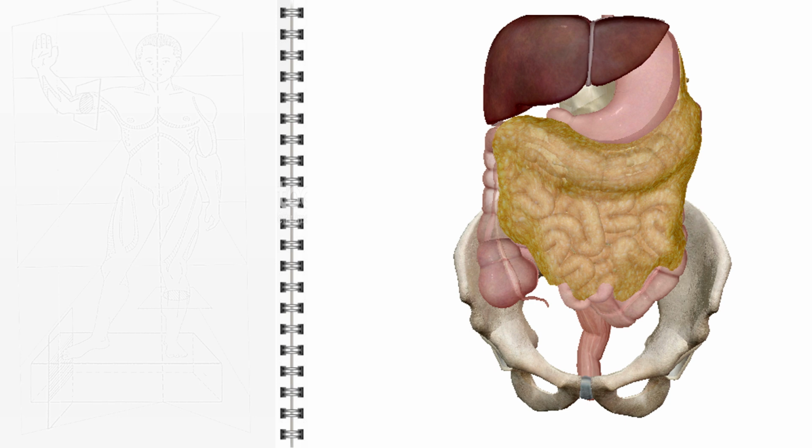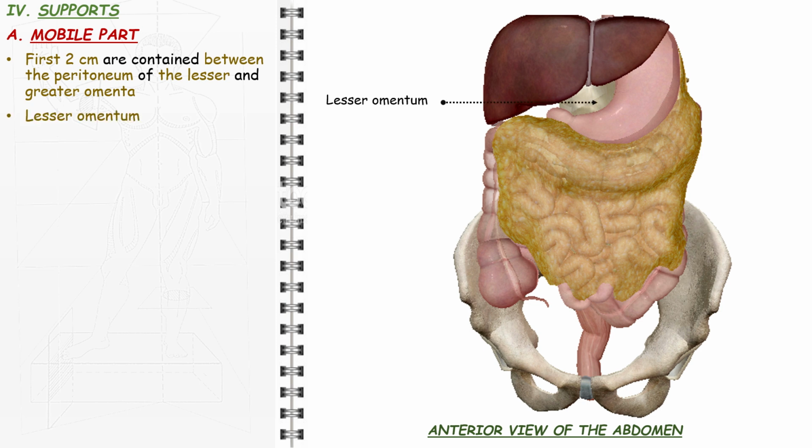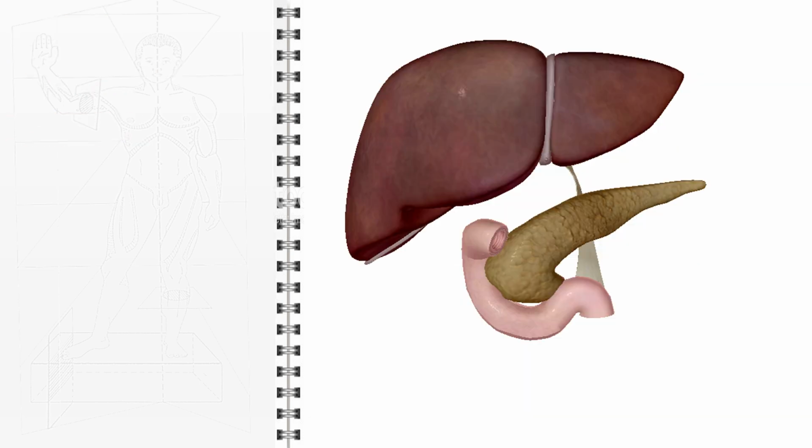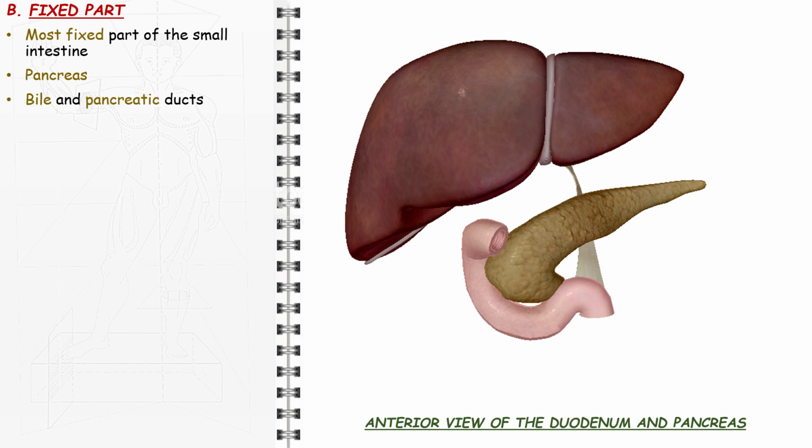The rule is that the duodenum is the most fixed portion of the small intestine, and the exception is that the first 2 cm of it are mobile. The duodenal cap is contained between the peritoneum of the lesser and greater omenta. The duodenum is almost totally fixed except the duodenal cap that remains as the only mobile part of it. It is also the most fixed part of all the small intestine. Its main supports are the pancreas, which it molds mainly at the head, and the bile and pancreatic ducts that fix it to the biliary tract, liver and pancreas.